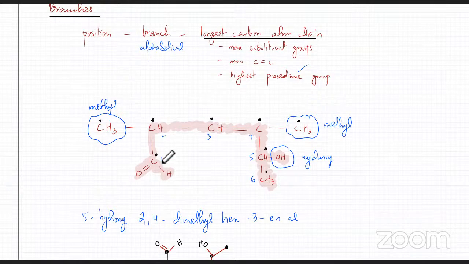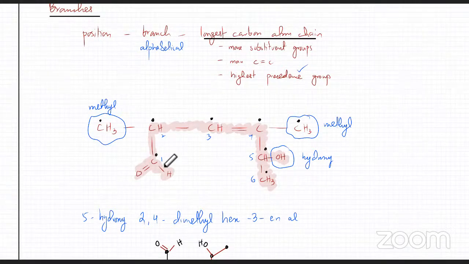So you're going to start with naming the main chain. The longest chain in this case is 1, 2, 3, 4, 5, and 6. So that's hex. And it's unsaturated, so it's -en-. It's an aldehyde, the highest precedence group over here, so you're going to call it an aldehyde. And then you're going to number it based on the aldehyde. You have to give the smaller number to the highest precedence group.